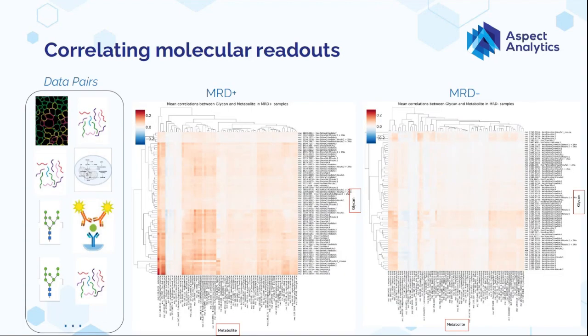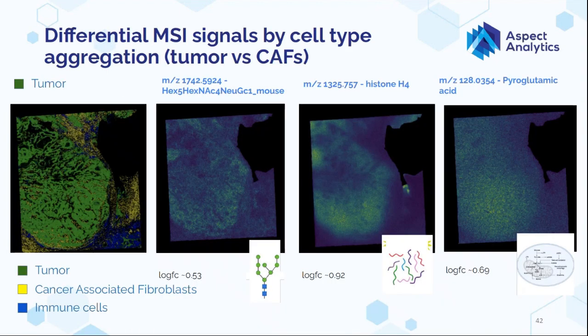We can do the same thing, correlations between any pairs of these metabolites, or different types of analytes, but we can also do different style data analysis. For instance, a differential expression analysis of metabolites or glycans or peptides between cell types. In this case, for instance, tumor or cancer-associated fibroblasts or any combination we might want, where we are leveraging both the proteomics data and the mass spec in this case.